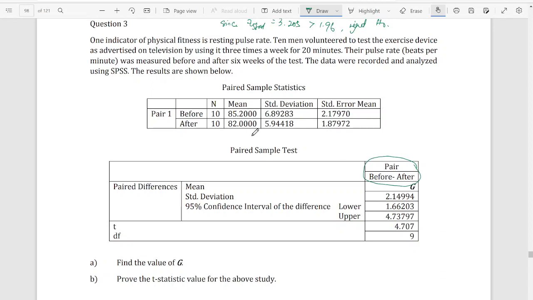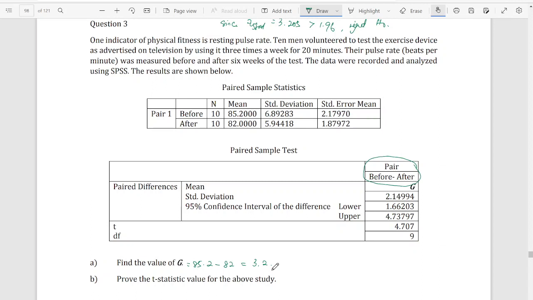Okay, so in this case kalau ikut kat sini, mean adalah before minus after. So before will be 85.2. So this one give you 85.2 minus 82. So this give you 2.8, right? Sorry, 3.2. Okay, 3.2. And then they ask you to prove the T statistic value for the above study.